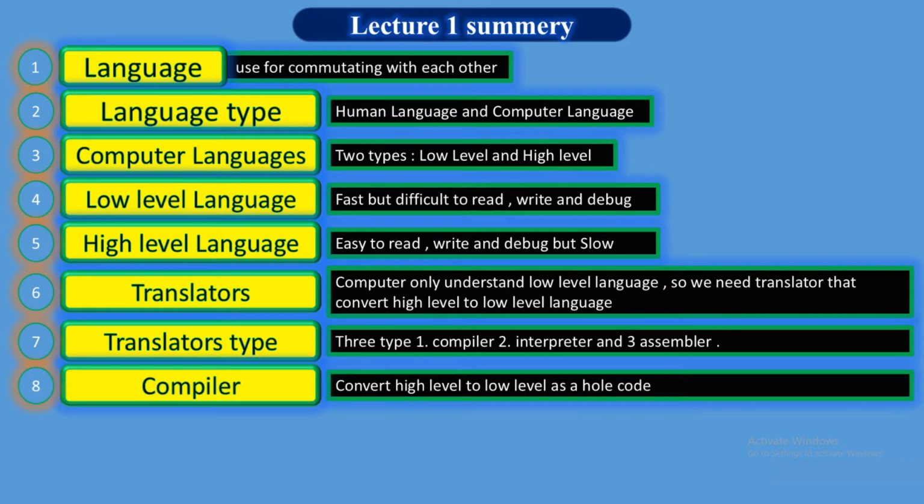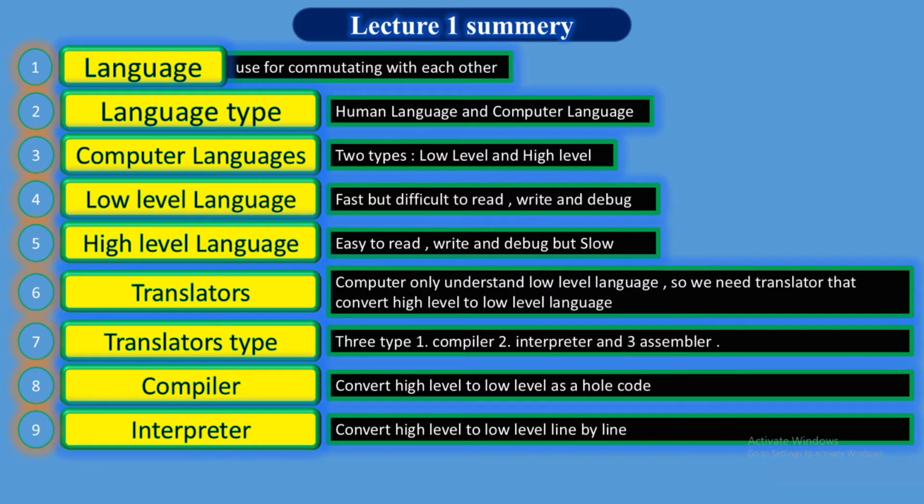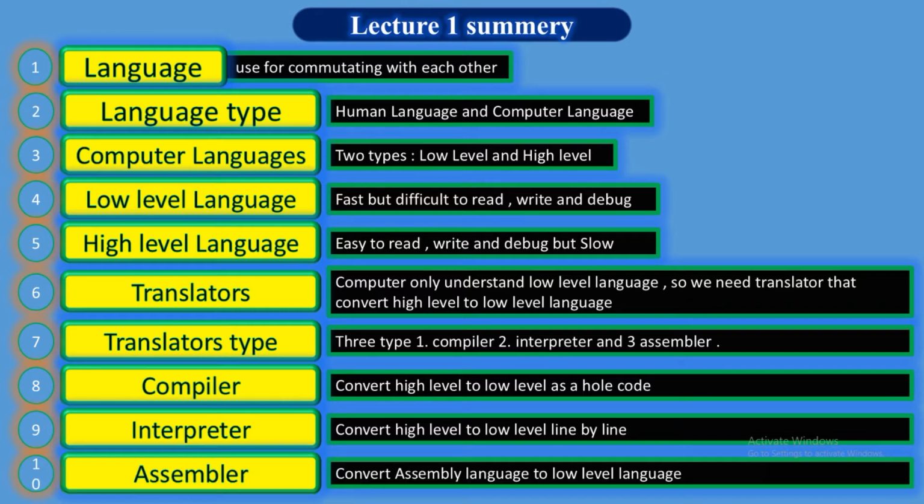Compiler converts high-level into low-level language as a whole code, while interpreter converts high-level language into low-level language line by line. Assembler is used for converting assembly language into low-level language.